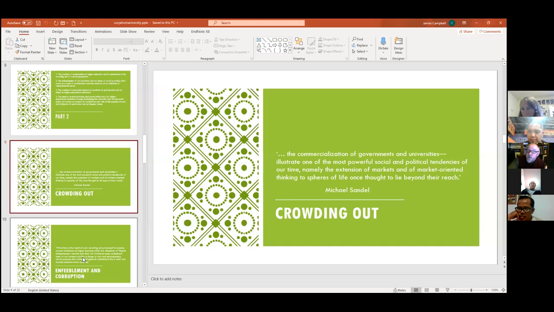When you introduce things like performance pay, these issues really get down to brass tacks. When you introduce performance pay into universities, so for example, if 90% of my students get A's, I will get a higher wage than my colleague down the hall in the next room.